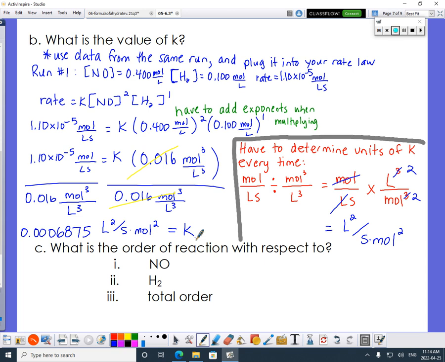All you have to do is state the exponent, right? So NO has an exponent of 2. H2 has an exponent of 1. The total, you add them up, and you could just write 3. You don't need to write 2 plus 1. Okay, I'll figure out what you've done.